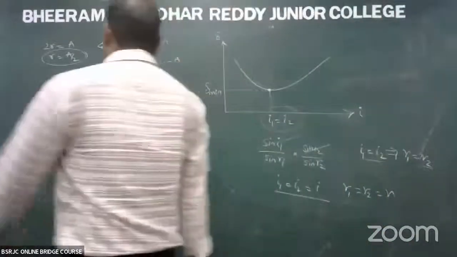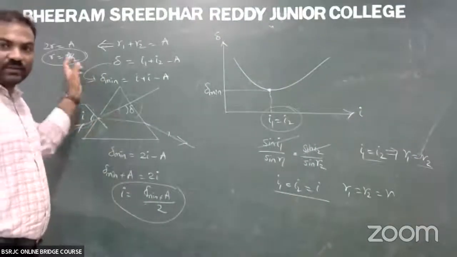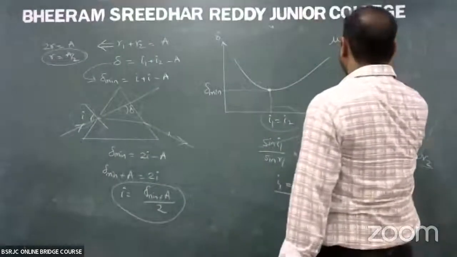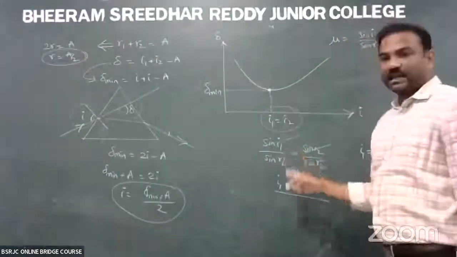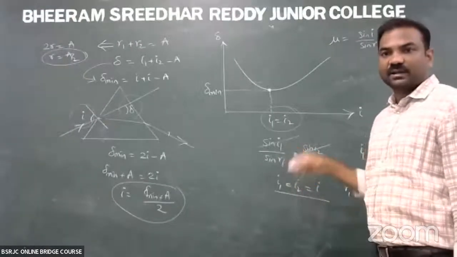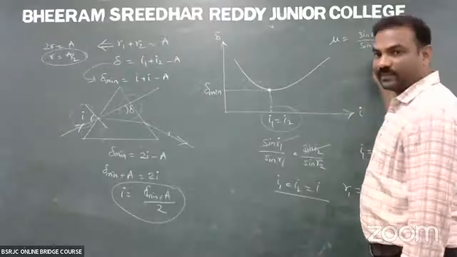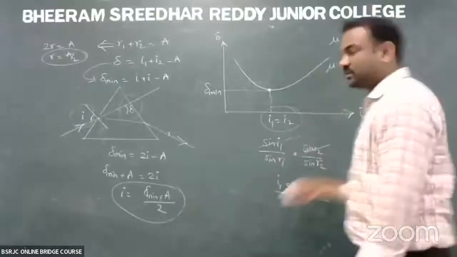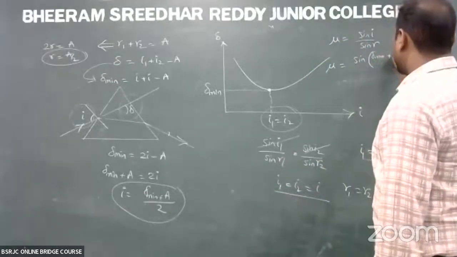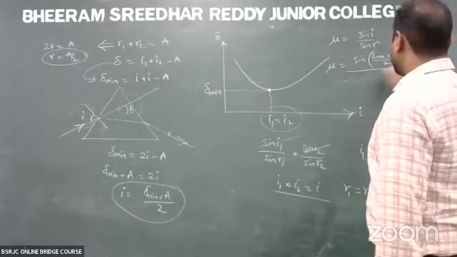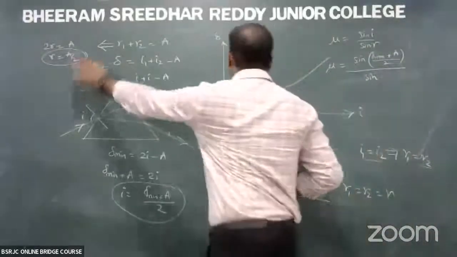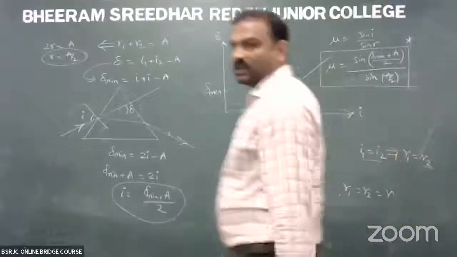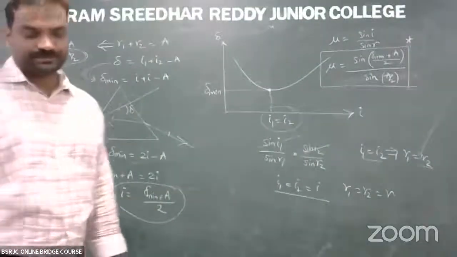Okay. So I know the I value, angle of incidence. I know the angle of refraction, R value. Can you find out the mu value? Yes, mu is equal to what? Sine I by sine R, that is sine I1 by sine R1, with I1 as I and R1 as R. Then mu is equal to sine I by sine R. I value is minimum deviation plus A, the angle of the prism, by 2, divided by sine R. R value is A by 2. Then sine A by 2. So this is the standard formula for the refractive index of a prism.